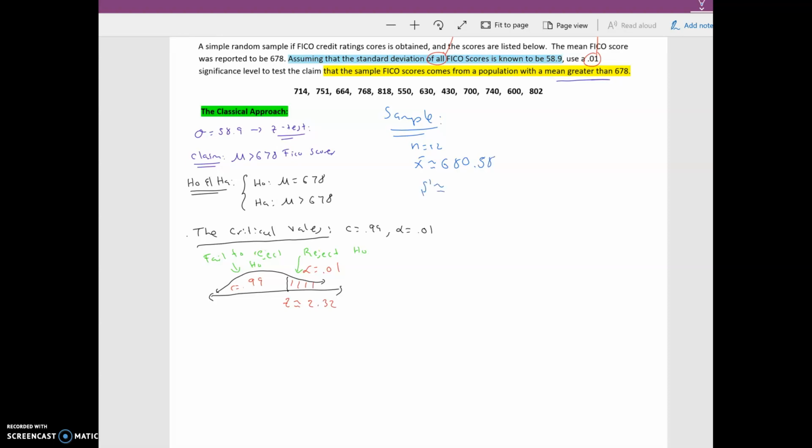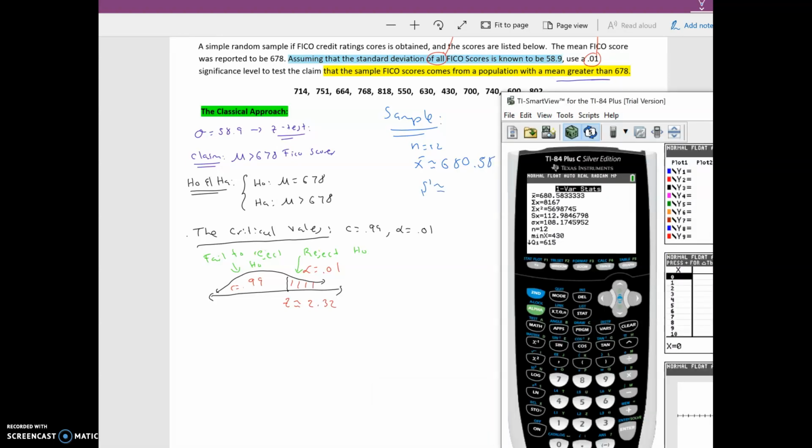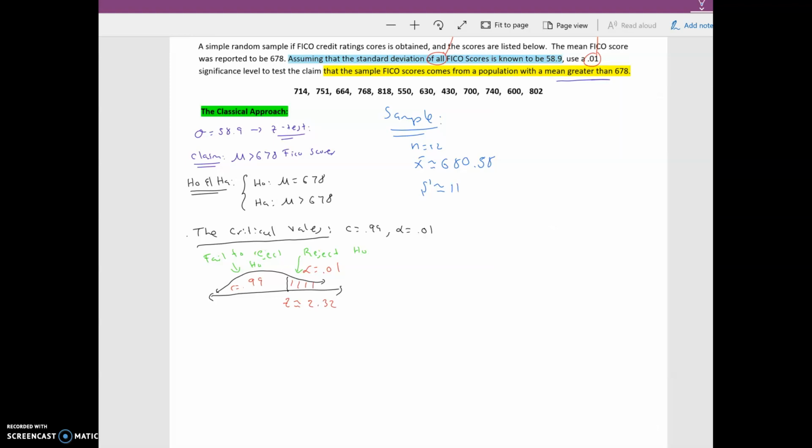The standard deviation is going to be 112.98. Let me circle it, because this is what we're going to be actually comparing. At this point, we're going to be looking at the actual shape of the sample, except that we're not going to draw it. We're just going to calculate the test statistic.